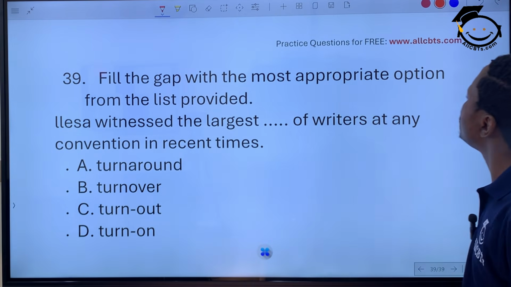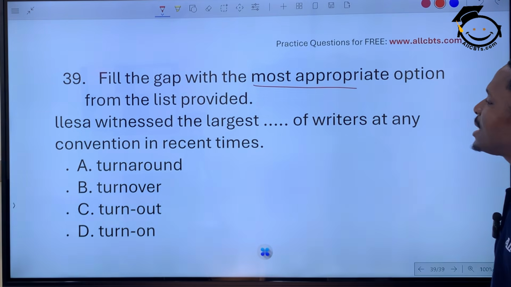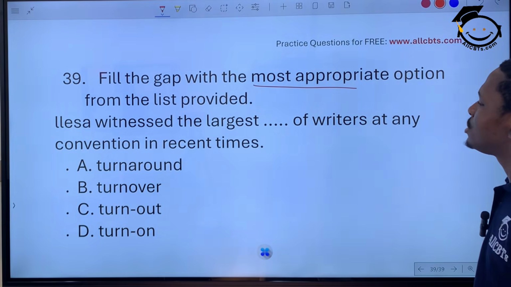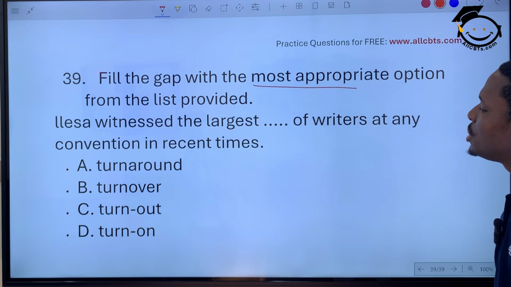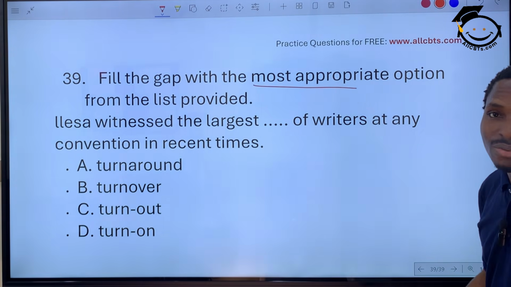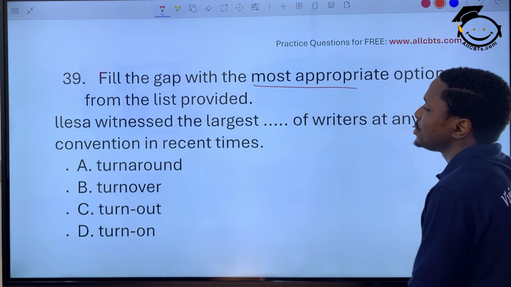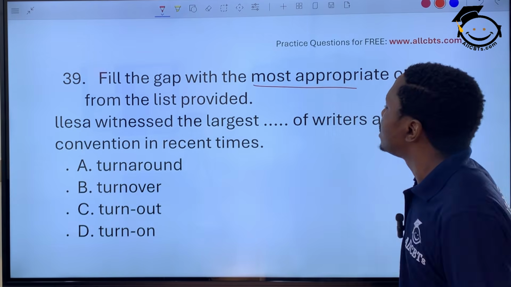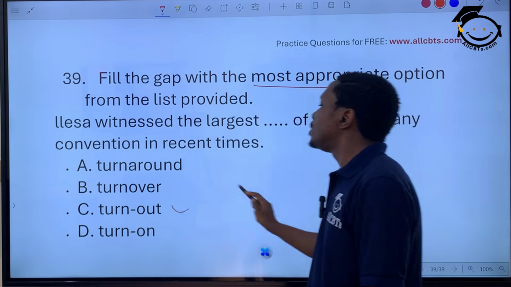Number 39. Fill the gap with the most appropriate word. The last convention witnessed the largest turnout of writers attending a convention in recent time. Turnover, turnout. Turnout means attendance. So people flowed in. So the largest turnout.